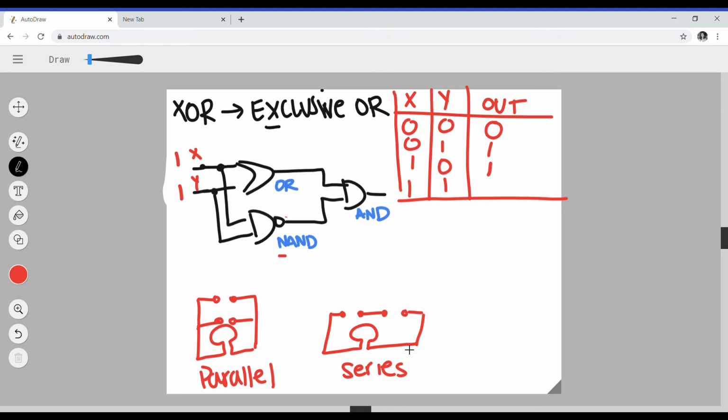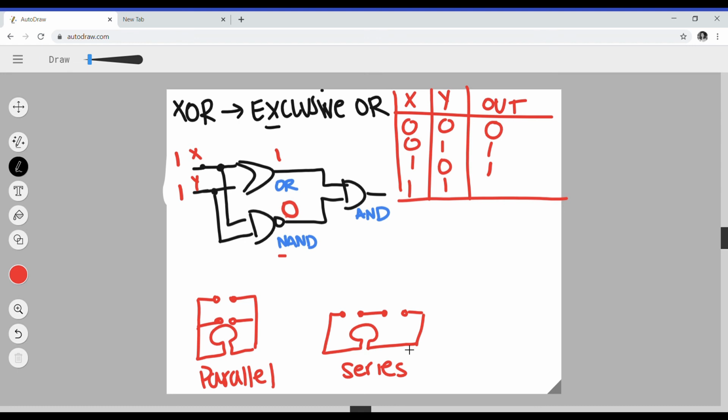So for our OR gate, which will be our parallel circuit, both of the switches will be closed, so the light bulb will turn on. That'll be an output of 1. And for the AND gate, which is our series circuit, both switches will be closed, so then our light bulb will turn on. So that'll be an output of 1, but because it's a NAND gate, we're going to flip that bit. We'll get an output of 0.